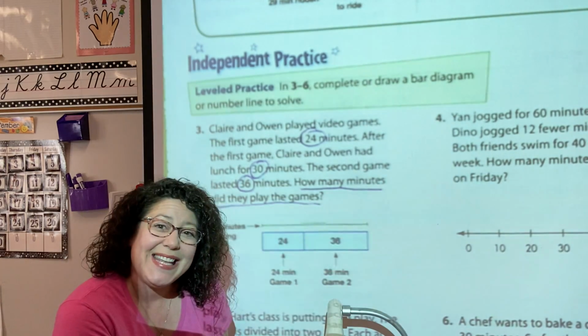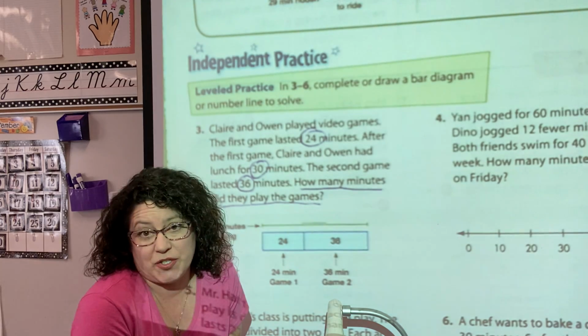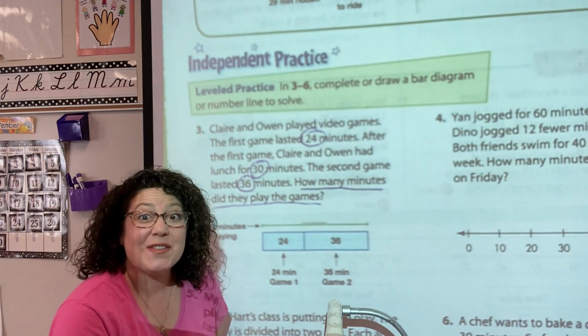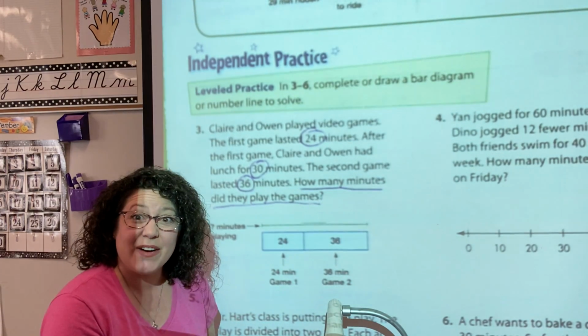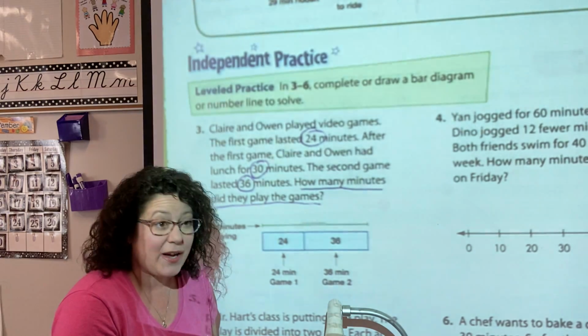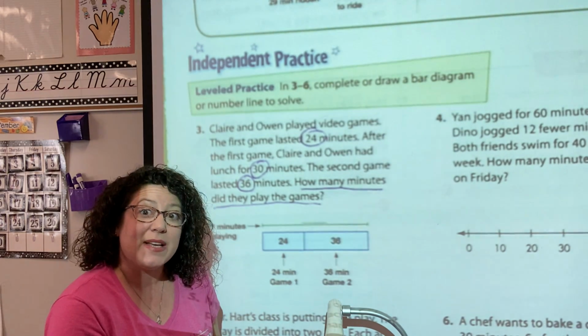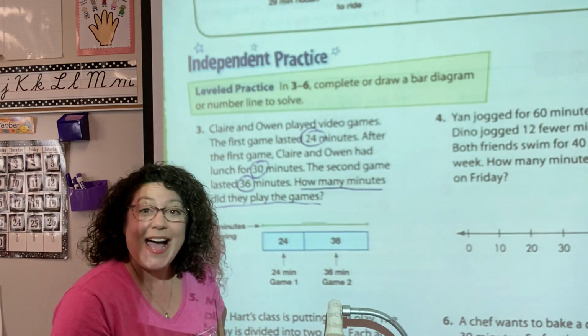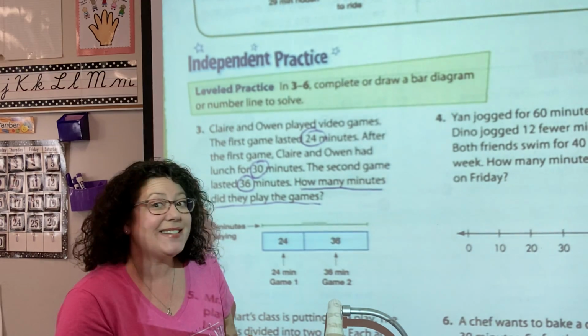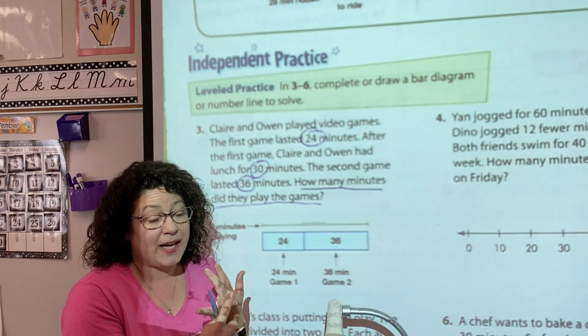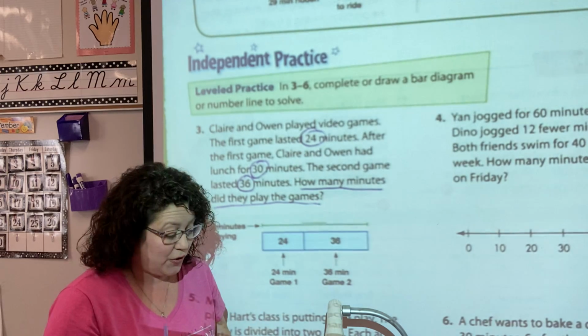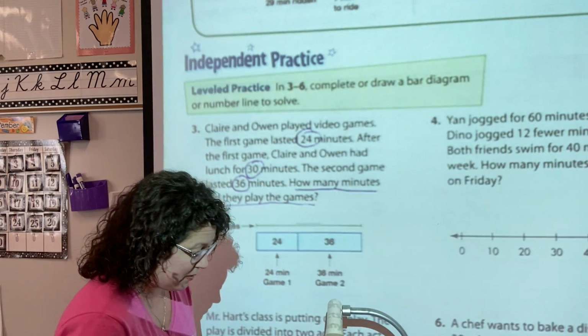Does the question have anything to do with what they were doing for lunch? No, so that would be where we have unnecessary information in the text, okay? We don't need it, we're not going to use it. The question is asking how many minutes did they play the game. It did not ask game and lunch, okay? You gotta be really careful. You're gonna come across that in your independent work.